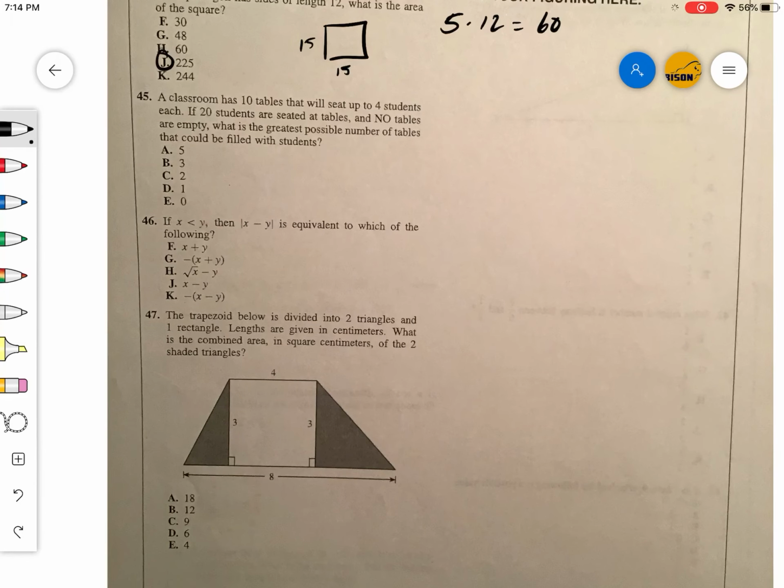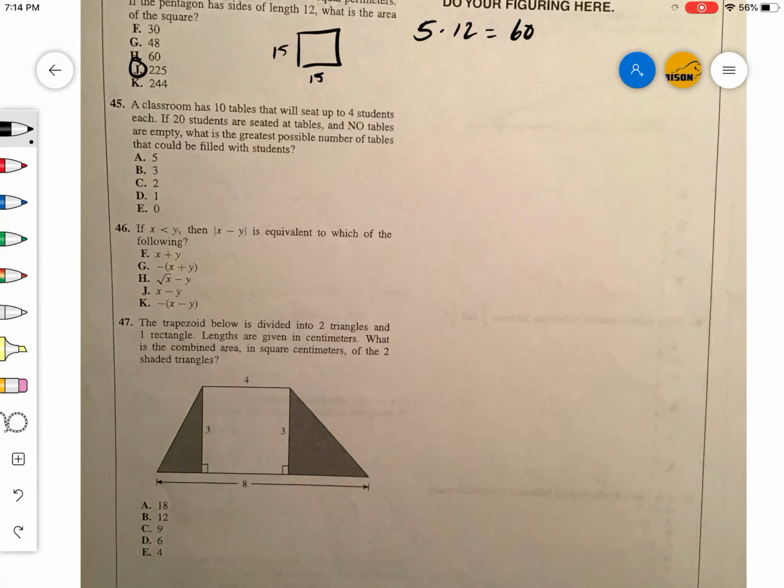All right, so a classroom has 10 tables that will seat up to 4 each. Okay, so that's 40 people altogether. If 20 students are seated at tables and no tables are empty, what is the greatest possible number of tables that could be filled with the students? Okay, so 20 students are seated at the tables and no tables are empty. Okay, so every table at least has 1. What is the greatest number of tables that could be filled with the students?